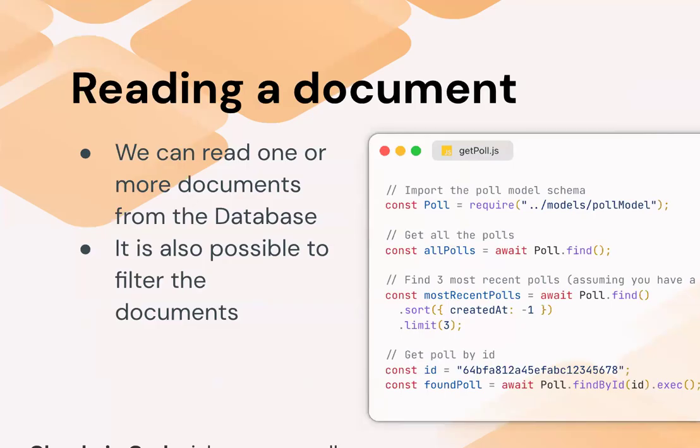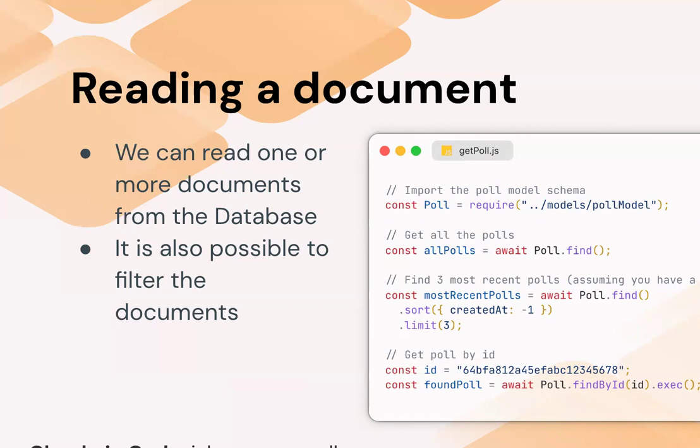Now, how do you read a document? We can read one or more documents from the database using poll.find. It's also possible to filter the documents that you read. So in this example, of course, you import the poll model schema again. And then to get all the polls, you do await poll.find.